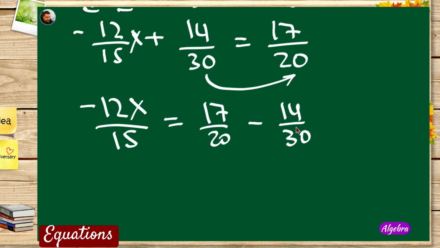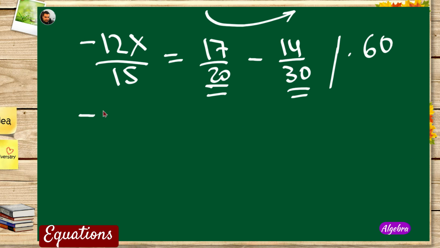Subtracting fractions is a bit harder because they have to have the same denominators. So maybe it should be like 20 or 30, but it should be the same. And in this case, we have 20, and here we have 30, so we just can't subtract them like that. How about multiplying everything by 60? So we're going to multiply the entire equation by 60. So what are we going to get? It's going to be minus 12x multiplied by 60, divided by 15.